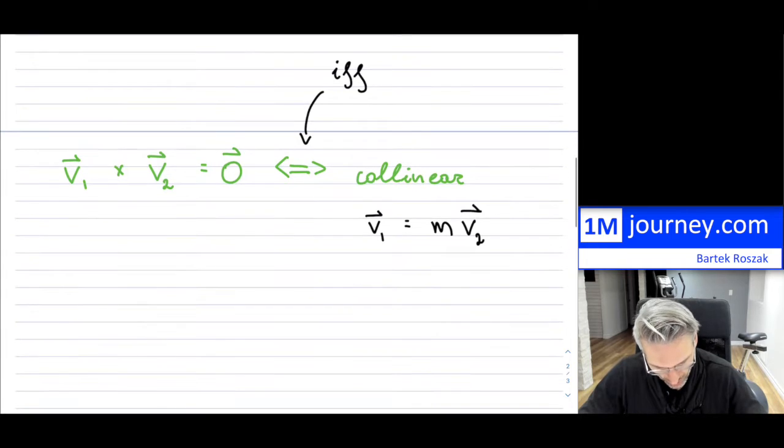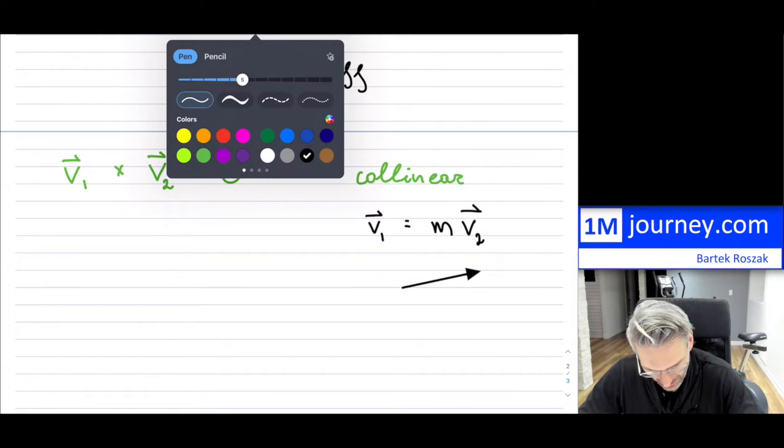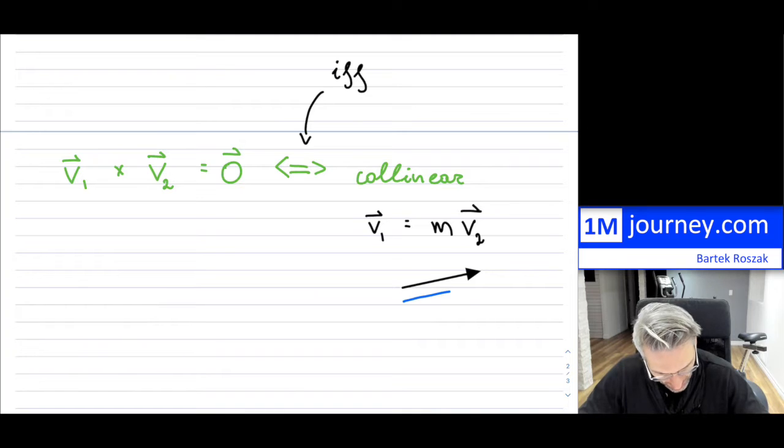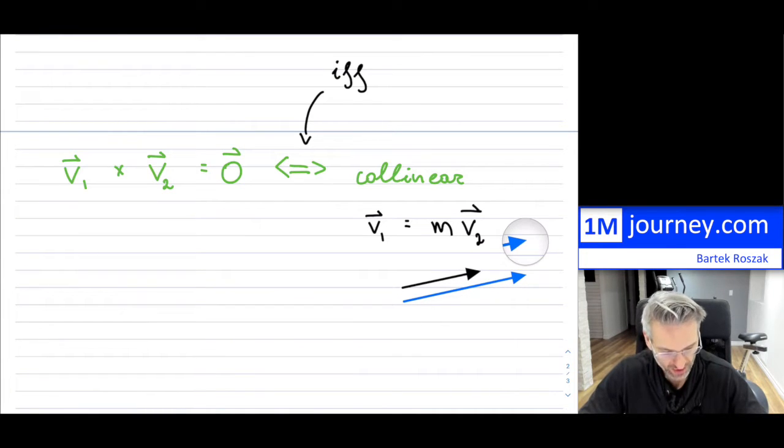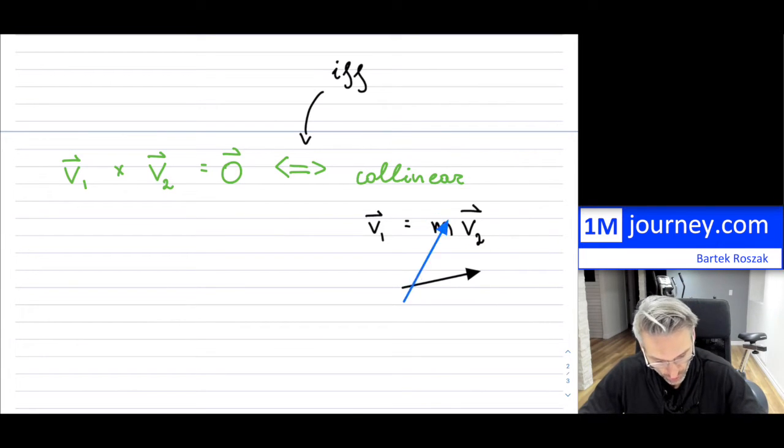And moreover, what collinear could be is that you have one vector, and then the other one is exactly in the same direction, so possibly like this. It doesn't have to be the same size. It could be bigger, it could be smaller, but it's exactly in the same direction. So it's a vector that has the same direction, or it has the opposite direction.